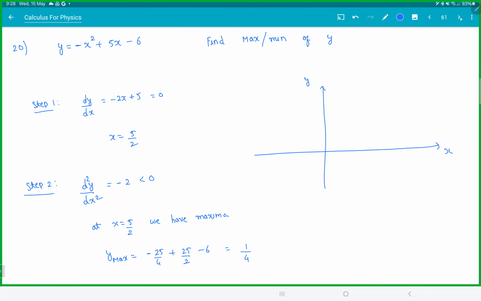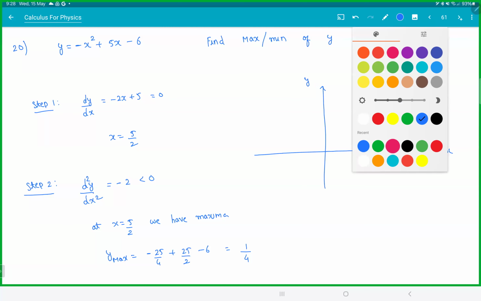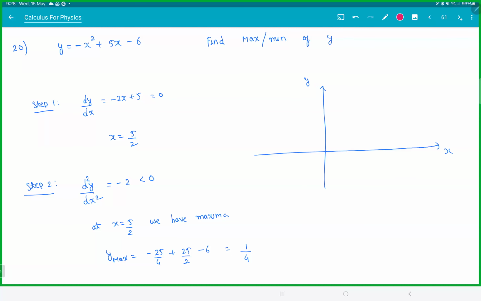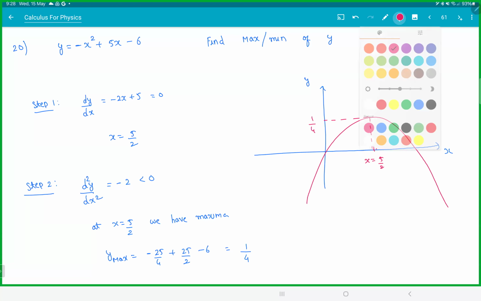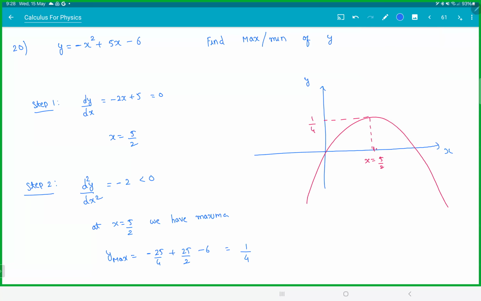So if you plot a y-x graph, like I said again, Maximus will teach you how to plot graphs, but you should have the basic idea. So at the point x is equal to 5 by 2, you're reaching a peak value of 1 by 4. So the graph is something like this. This is how the graph would have looked. Please check. Clear? They won't ask questions like this.